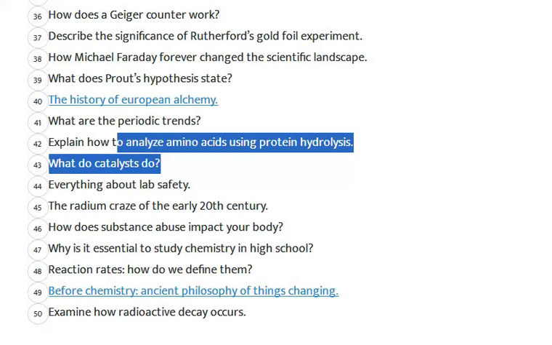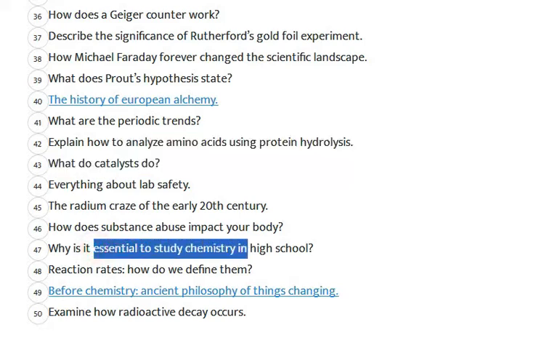How does substance abuse impact your body? Why is it essential to study chemistry in high school? Reaction rates. How do we define them? Before chemistry, ancient philosophy of things changing. Examine how radioactive decay occurs.